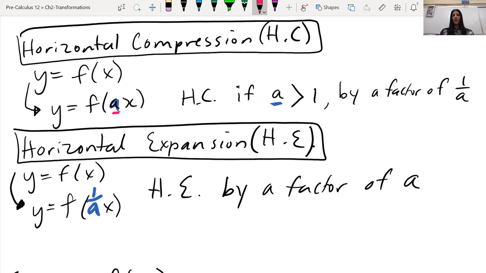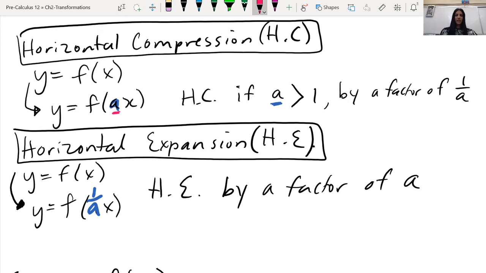If a is greater than 1, then it's by a factor of 1 over a. So remember, when dealing with the x values, it's always the opposite of what you see. I'll explain that further with examples because I get that that's probably a little confusing. If you look at the next one here, horizontal expansion, okay, if I have y equals f of 1 over a x, then the horizontal expansion is by a factor of a. So it's sort of the opposite of what you see anytime you're dealing with values that affect the x values.